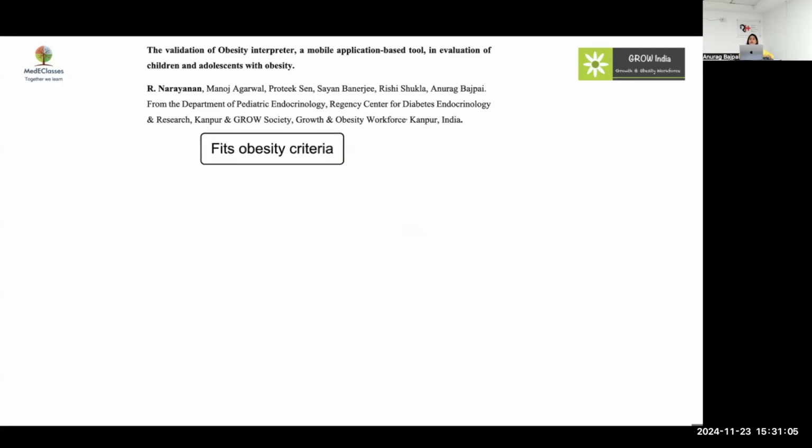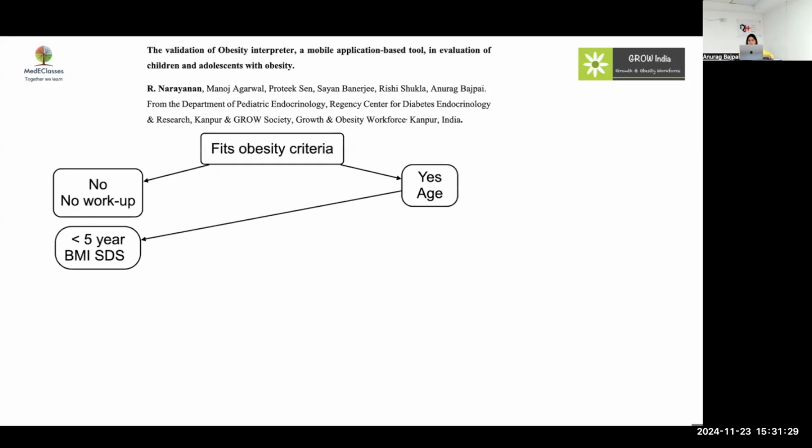So we have this obesity interpreter, we have validated it, and we have seen that it has shown a higher concordance rate. First we see whether it fits the obesity criteria. That is, if the weight is more than the 97th percentile, then it is obesity. If it is not, then no workup is required. And if it is yes, then we have to see what the age is. If it is less than 5 years, then we have to see the BMI SDS. If it is more than +3 standard deviations, then definitely we should go for the genetic study.